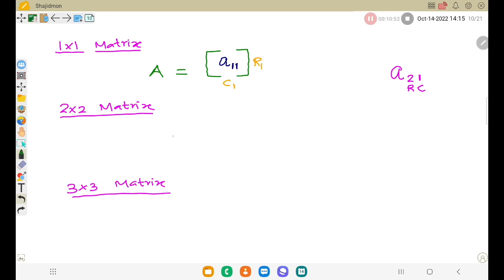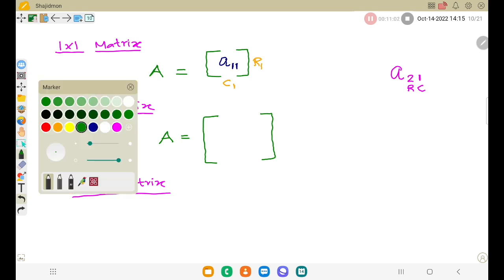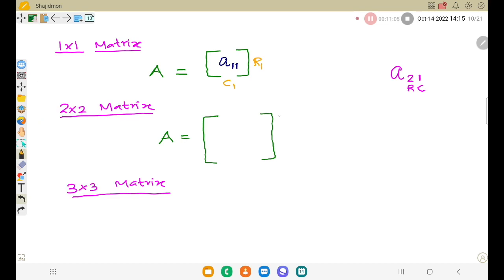Now, if you go to a 2 by 2 matrix, for example matrix A equals, I am just writing a 2 by 2 matrix. How can we write it generally? Correct? Now, 2 by 2 matrix means, you know how many rows are there?